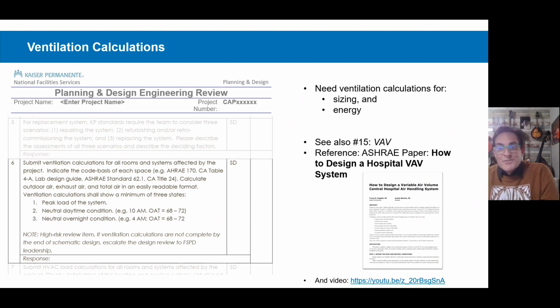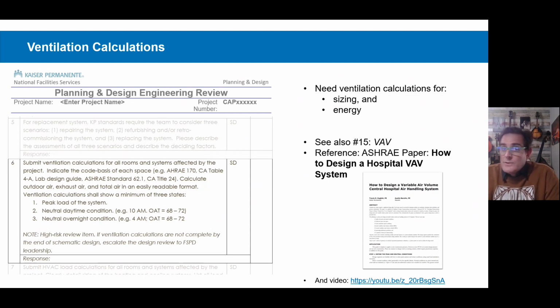The next one here is ventilation calculations. And yes, you are reading this correctly. We do want to see your ventilation calculations in schematic design. And yes, we do review those. Ventilation calculations are really important to system sizing and energy use.